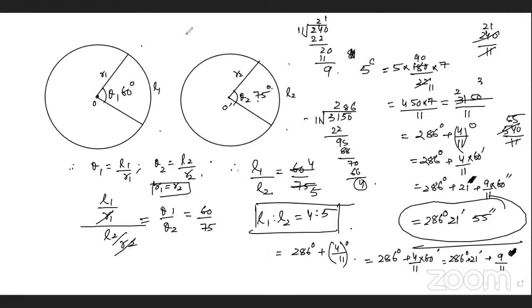अब मिनट्स को फिर किस में करेंगे? सेकेंड्स में करो. 9/11 minutes, 1 minute is equal to 60 seconds. 9 6 are 54, 540 divided by 11. इसको आप करो, बिकॉज सेकेंड्स के बाद आगे कुछ नहीं है, only up to seconds. So 11 इसको 55 से रिप्लेस करेंगे. So it will become 286 degrees 21 minutes 55 seconds.